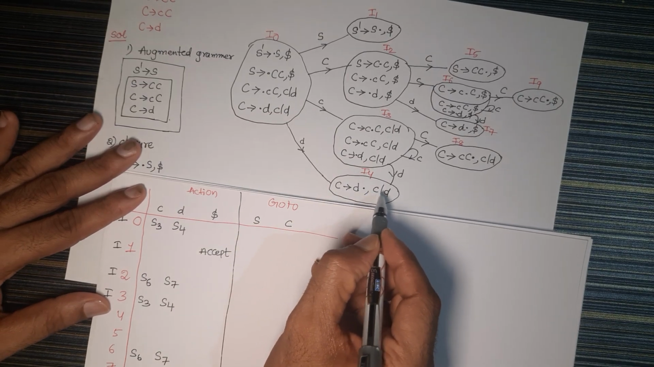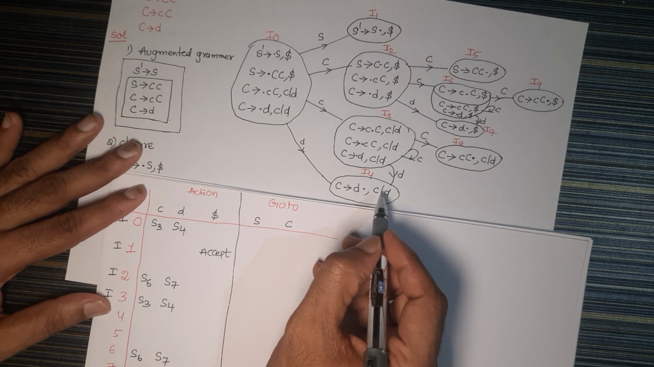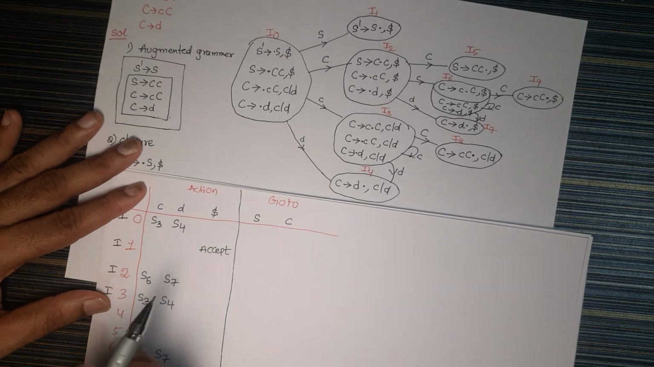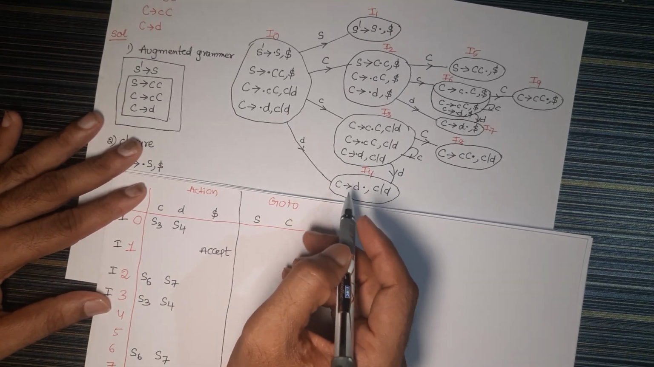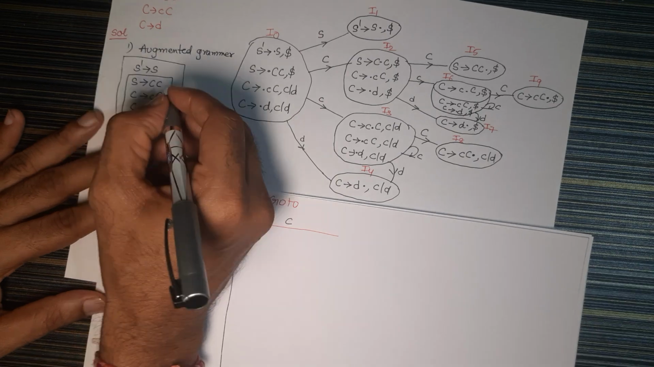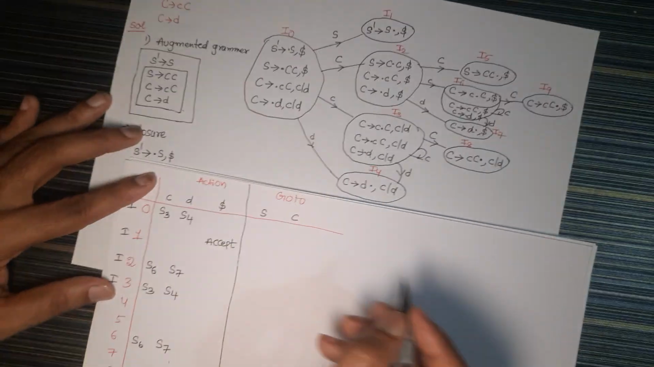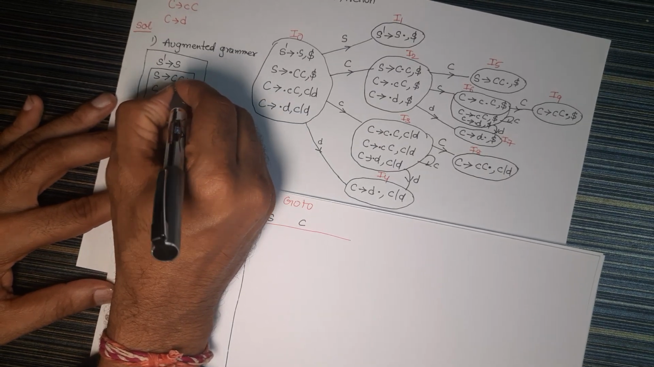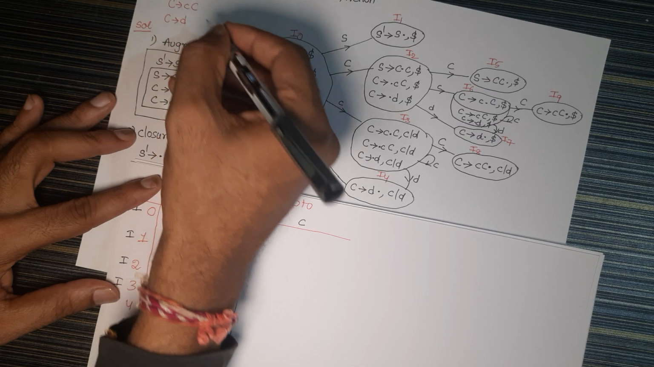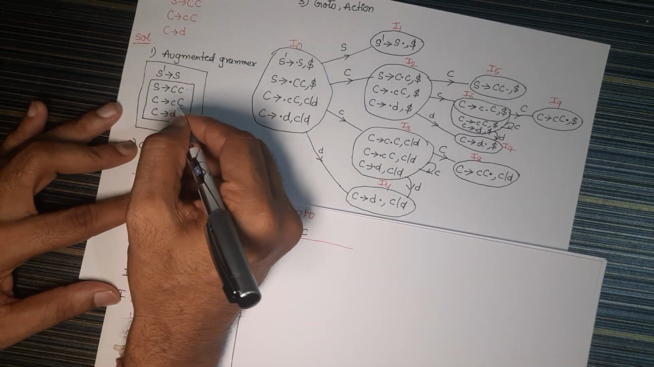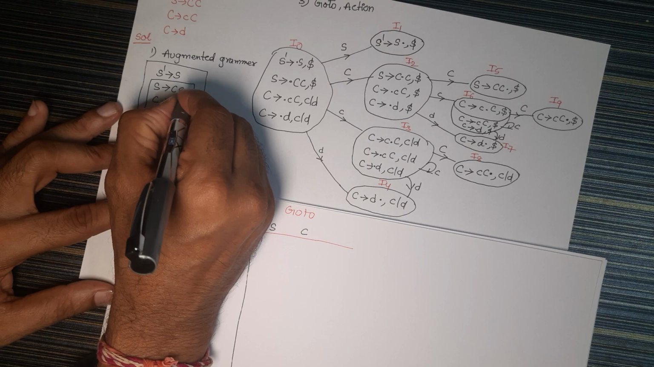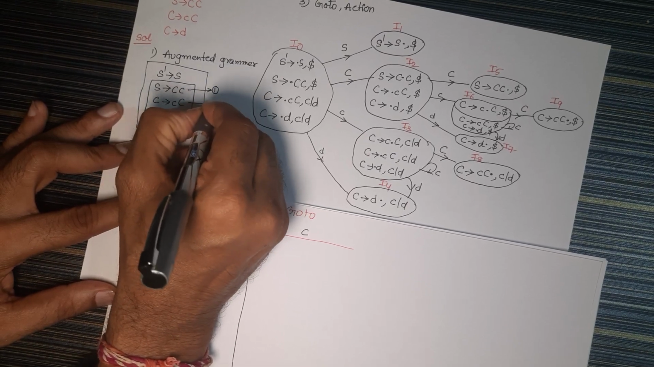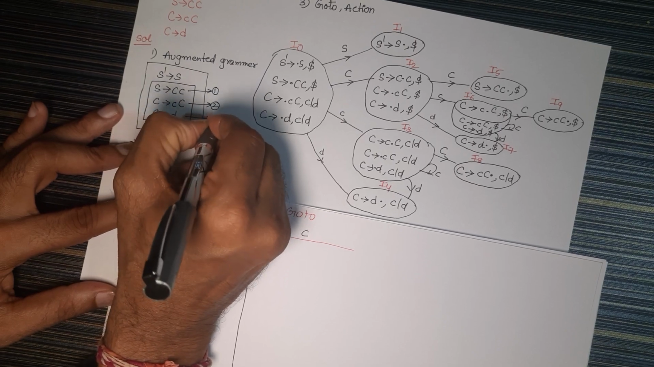Now you see C tends to CC. What we have to do is place this C tends to D here. Where to place this one? We have to give numbering to the productions. The given productions are S tends to CC, C tends to CC and C tends to D. This is production number 1, production number 2, and production number 3.